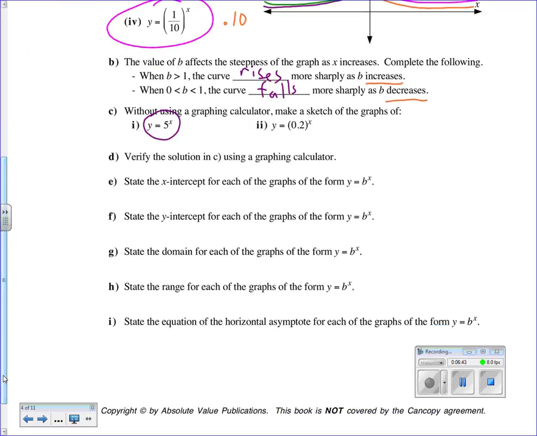X-intercepts. What have we learned about x-intercepts? Correct, there are none. The y-intercepts for each of these graphs, what were they? Try to get that on the graph specifically. 1. State the domain of the graphs. The domain: x is an element of the reals. There are no restrictions. State the range. Y is always greater than 0, and y is also an element of the reals.